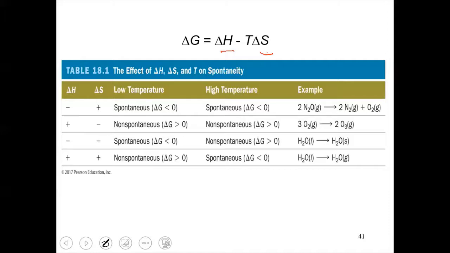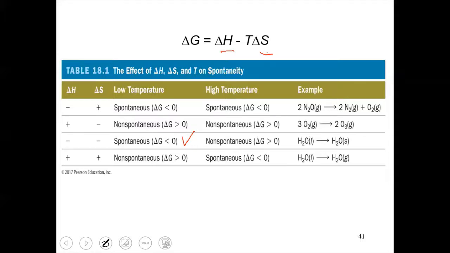Notice that if the temperature is small, if it's low temperature, then if you look at the absolute value of the second term there, you're going to be adding a small number to an already negative delta H. And so as you can see here in this case, that means that you'll get a net negative delta G. The T delta S term is not going to offset the negative delta H. So the reaction will be spontaneous at low temperature.